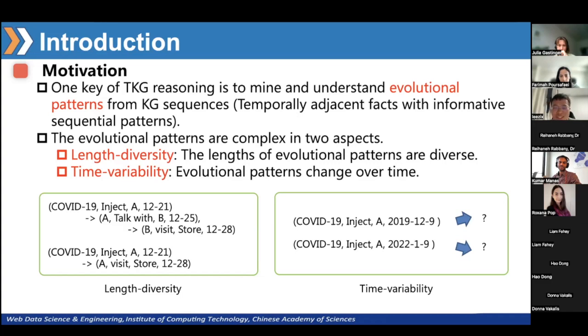Can anyone translate the question for me? I think some people have written it in the chat. Maybe it will be helpful. I think there is some accent in your questions. I can understand. The question is, did you create the temporal knowledge graph dataset, and was it difficult to create the dataset?